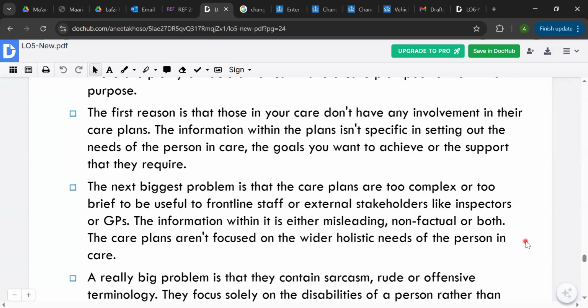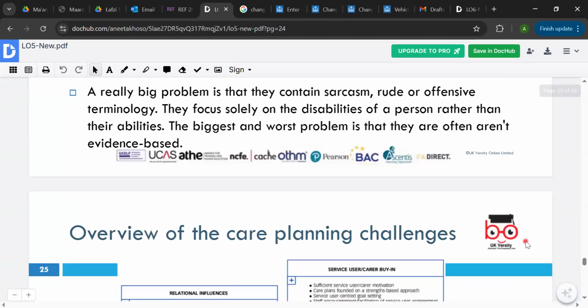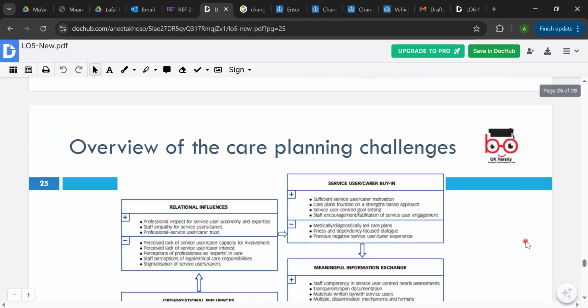The next biggest problem is that care plans are too complex or too brief to be useful to frontline staff or external stakeholders like inspectors or GPs. The information within them is either misleading, non factual, or both. The care plans are not focused on the wider holistic needs of the person in care. A really big problem is that they contain sarcasm, unfortunately, and rude or offensive terminology. They focus solely on the disabilities of a person rather than their abilities. The biggest and the worst problem is that they are too often not evidence based.